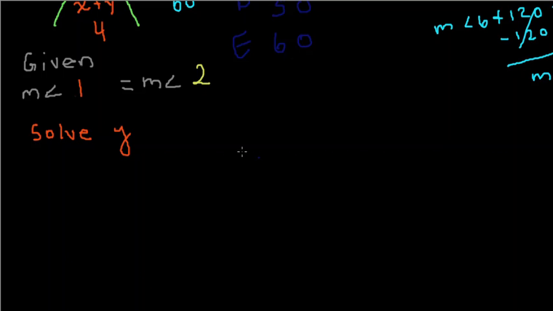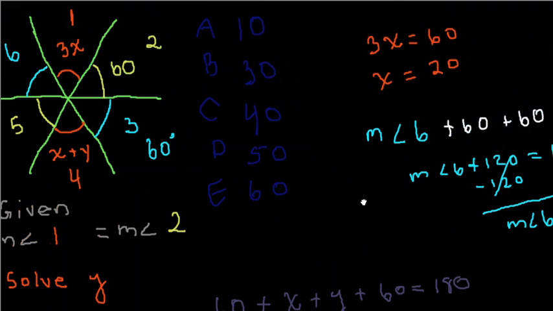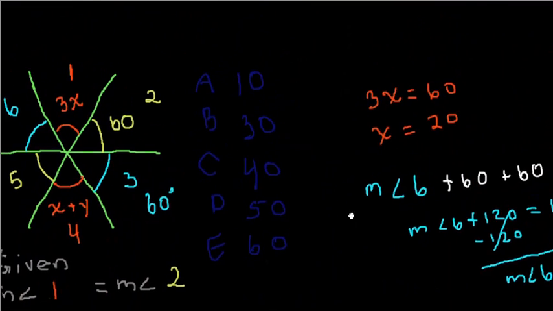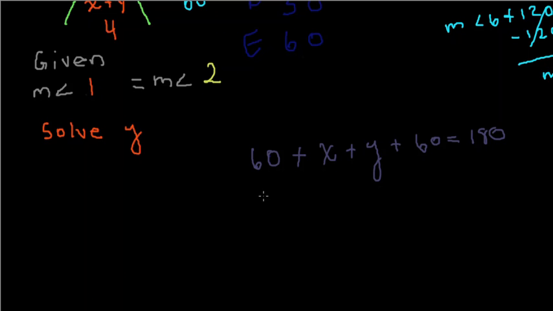So measure angle 5 is 60, which we looked at before, plus x plus y plus 60 equals 180. And we know that from the beginning of the problem that x equals 20. So 60 plus 20 plus y plus 60, I know it's a mouthful, is equal to 180.